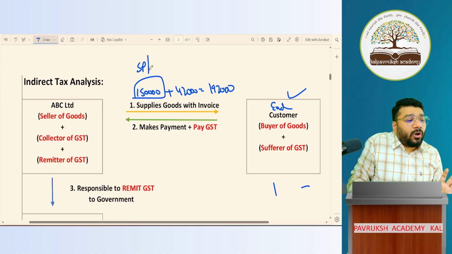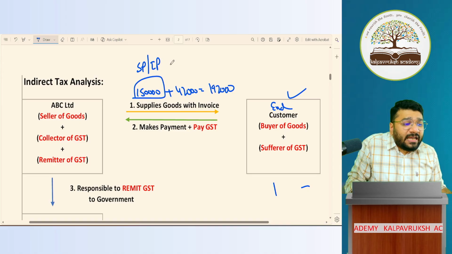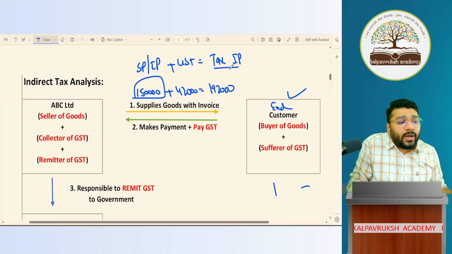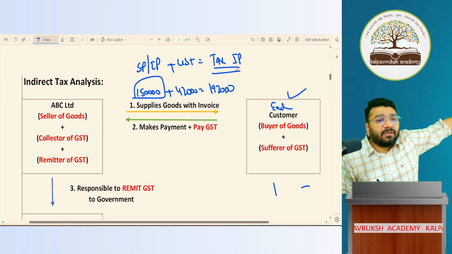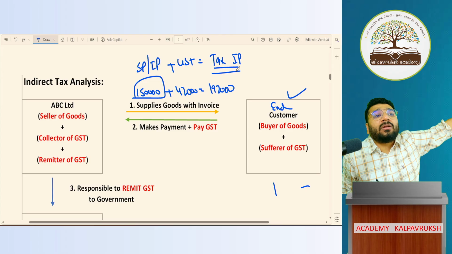Selling price is also called the invoice price. 1,50,000 is what? The selling price of the businessman. Selling price is also called the invoice price. With that, if I add GST, it is called the tax invoice price. Got it, not got it? Will you forget this term? This is called the tax bill, the tax invoice. Got it, not got it?